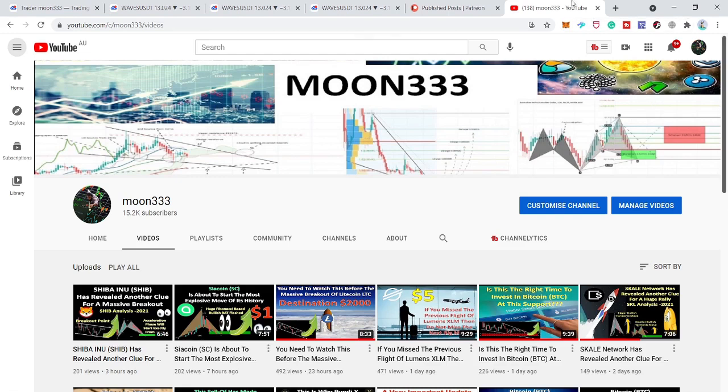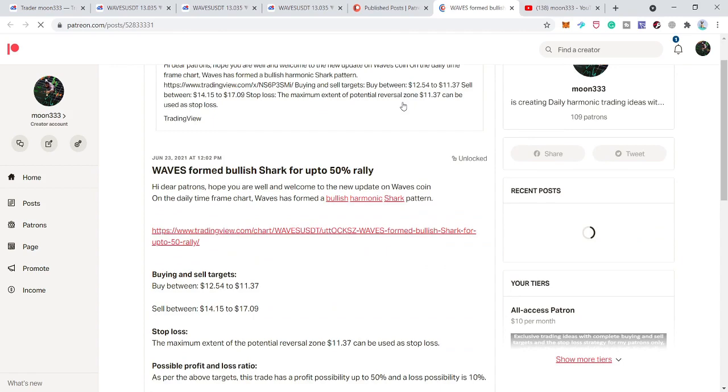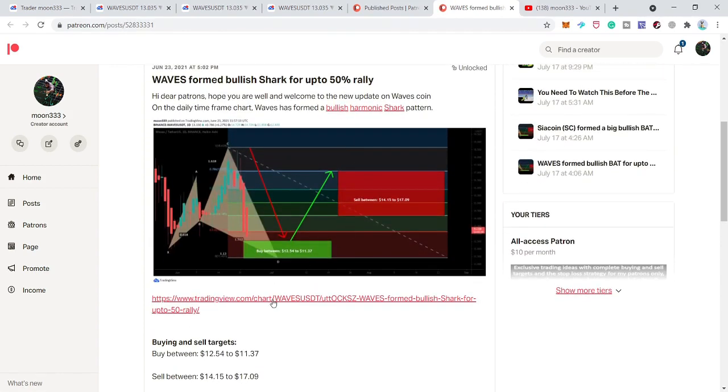On 23rd of June, when the market was extremely bearish and Bitcoin was also moving down, I shared this idea at the Patreon that the Waves Coin has completed the final leg of a bullish reversal harmonic shark pattern, the Fibonacci based shark move. This was on the daily time frame chart, and the price action had just entered the buying zone of this shark. Let me show you this chart first.